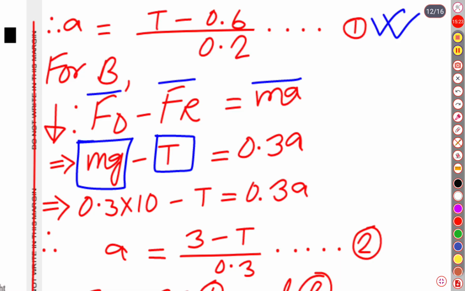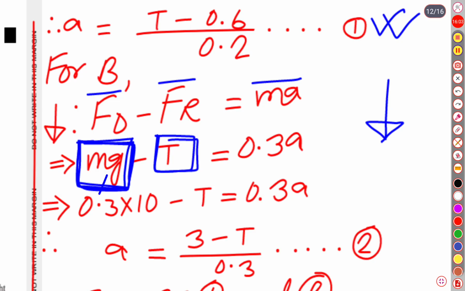Now you may ask a question: in the previous case we have written mg cos theta or mg sin theta for weight, so why not here? Actually this is just vertically downward motion. So if you use mg cos theta, then it will be cos 0 degrees, and cos 0 is equal to 1, so it is simply mg. If I get time at the end I will clarify it once again. So weight is mg and the resisting force is tension.